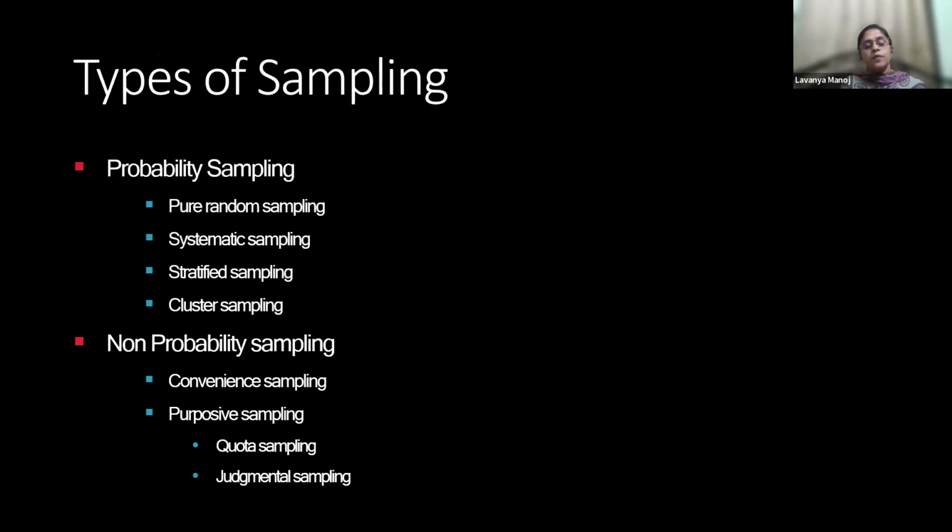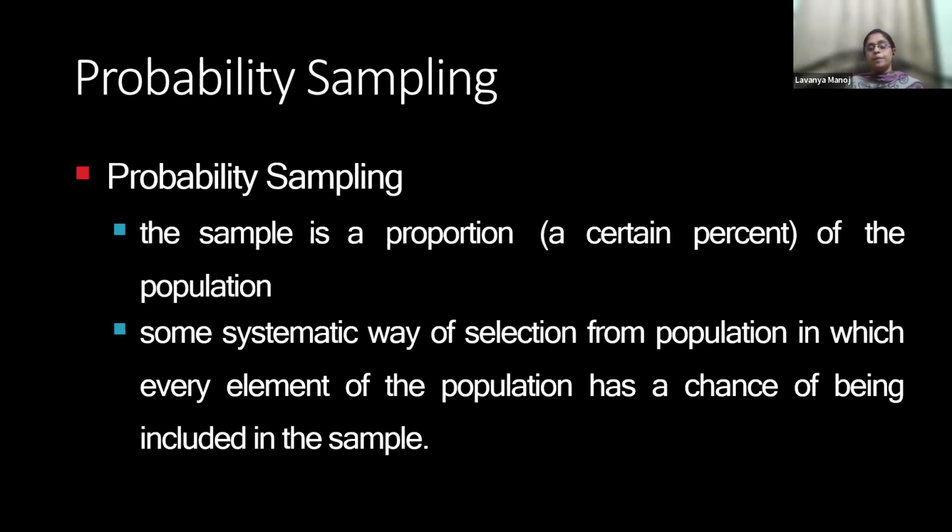So these are the types of sampling. Under probability sampling, you have pure random sampling, systematic sampling, stratified and cluster sampling. Under non-probability sampling, you have convenience sampling, purposive sampling, quota sampling, and judgmental sampling. Let's first see probability sampling.